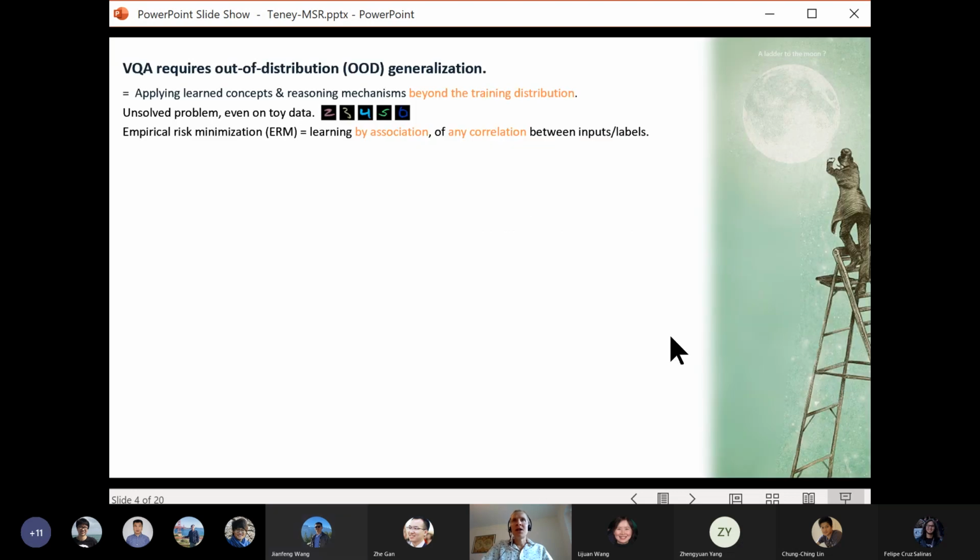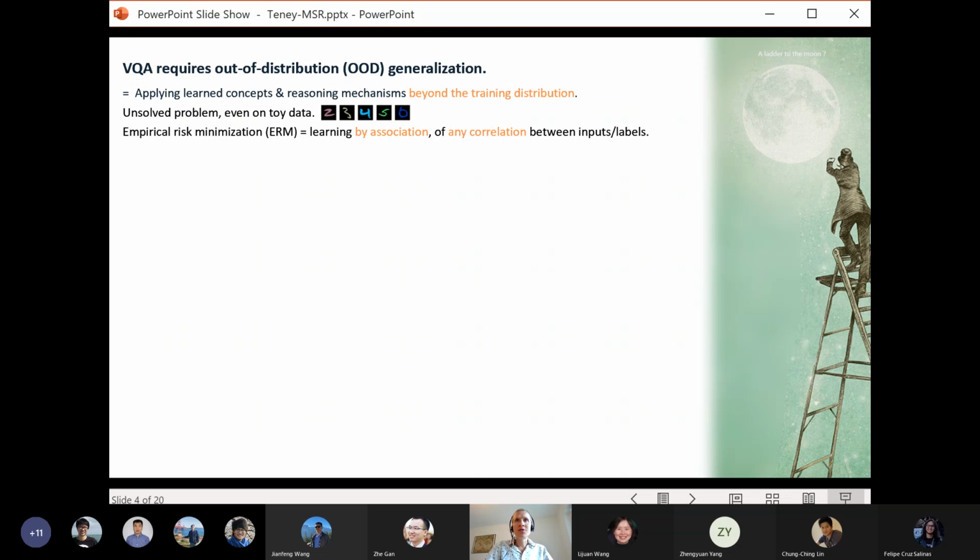The key capability required here can be summarized as out-of-distribution generalization. This means combining learned concepts and reasoning mechanisms beyond the training distribution, beyond what was demonstrated by the training examples. This is a fundamental research topic in machine learning, but it's far from solved, and most research on the topic still struggles with toy data like colored MNIST digits.